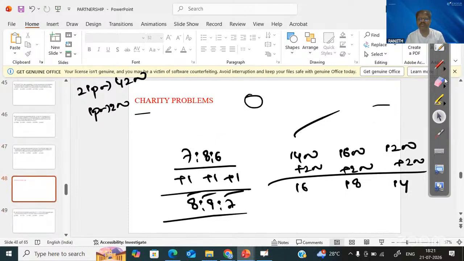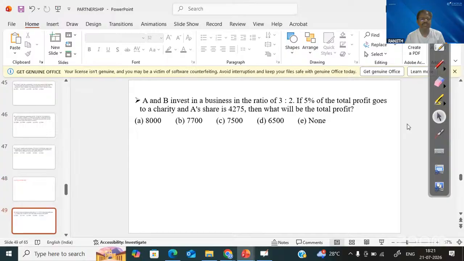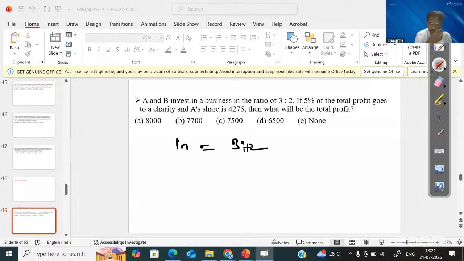So charity problems. A and B invested in a business in the ratio of 3:2. If 5% of total profit goes to charity and A share will be equal to 4,275, then what will be the total profit? So investment ratio will be equal to 3:2, where A share will be equal to 4,275.